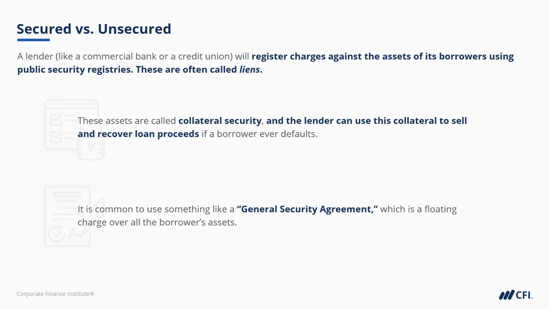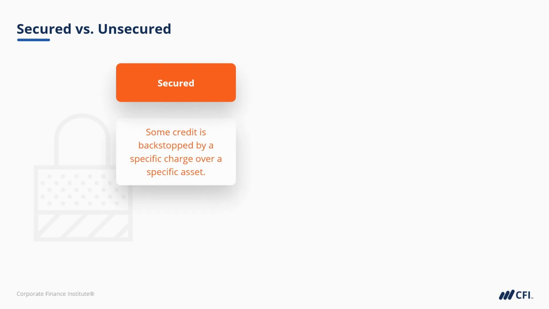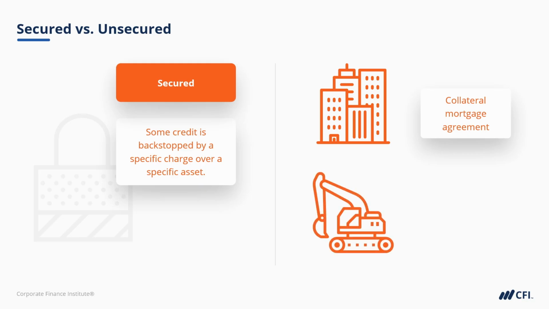In this sense, it's very rare to see truly unsecured commercial lending, since credit is virtually always backstopped by a general security agreement. What we mean by a secured loan is that some credit is backstopped by a specific charge over a specific asset. A great example is a commercial real estate loan. Any credit outstanding to support the acquisition of commercial property will be secured by that property itself, using something called a collateral mortgage agreement. Another is manufacturing equipment or machinery, like a forklift maybe.